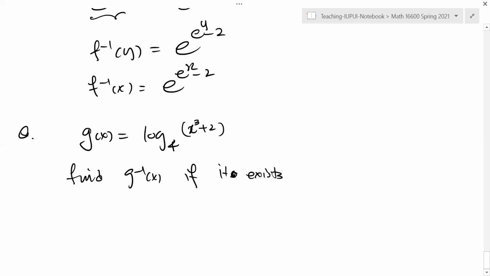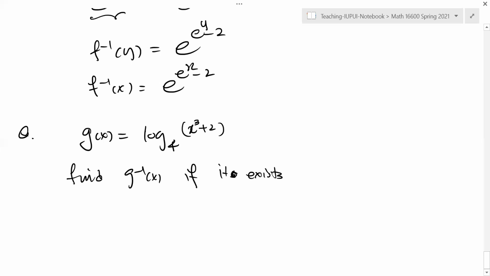Why is it an increasing function? The log function is an increasing function. As x increases, x cubed plus 2 increases. So if you put it into the log, this will be an increasing function. Okay, and the inverse exists. So let's try to solve it, to find this inverse formula.